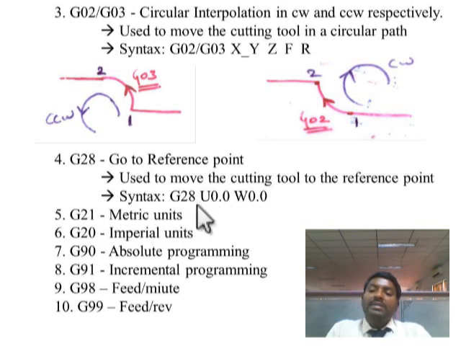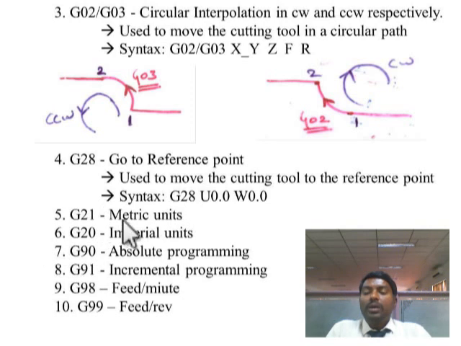So after the machining operation is over, the tool will generally be instructed to go to the reference point. And when we change from the one tool that we are using to another tool, in that case also we have to change the tool after the tool has gone to the reference point. So in that condition we have to use the G28 code.